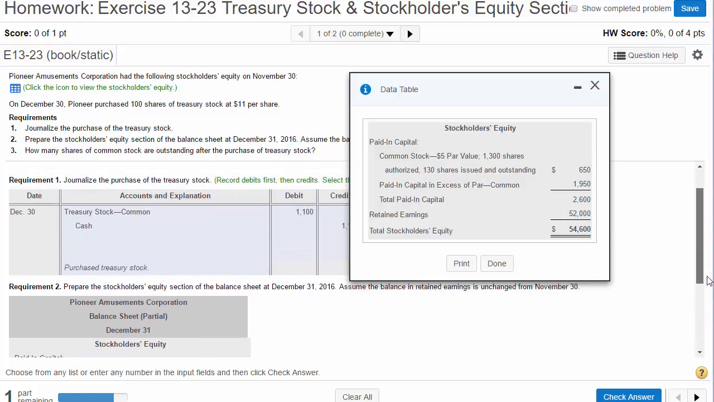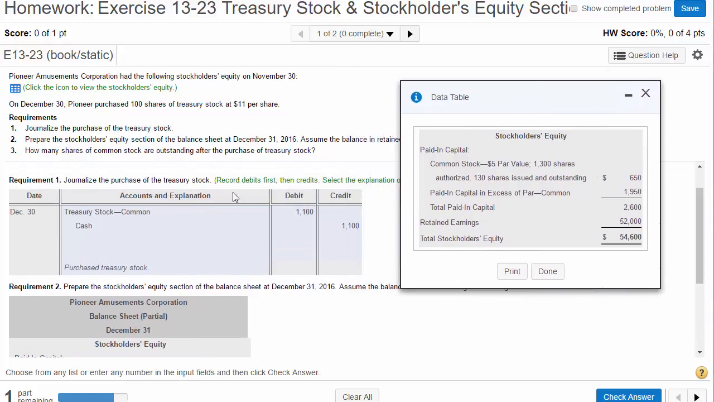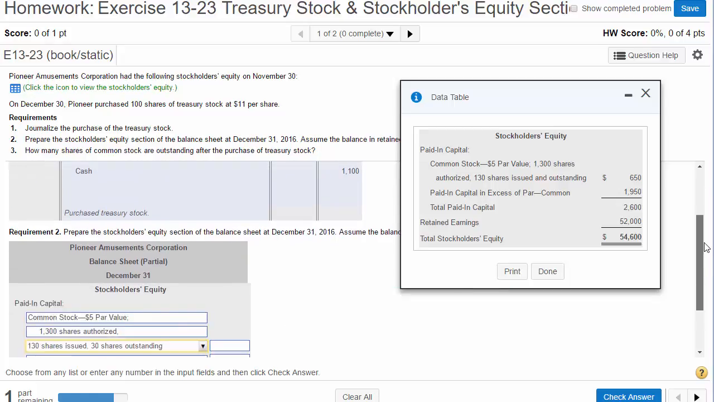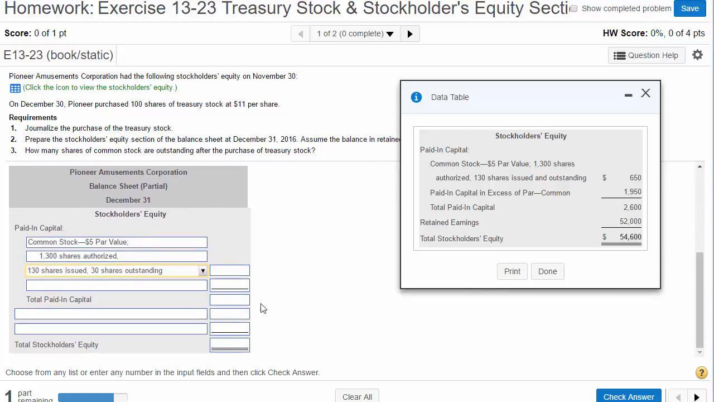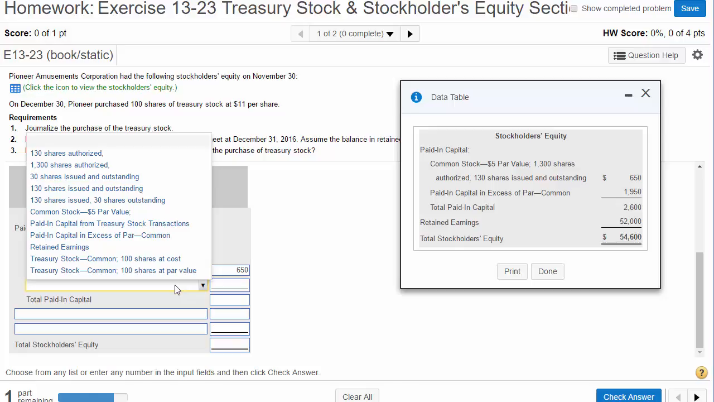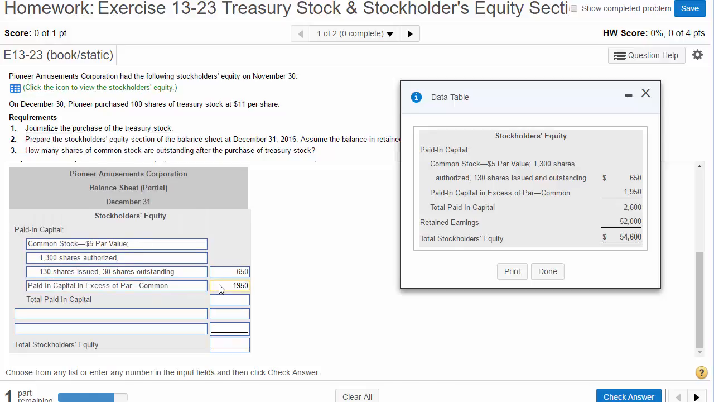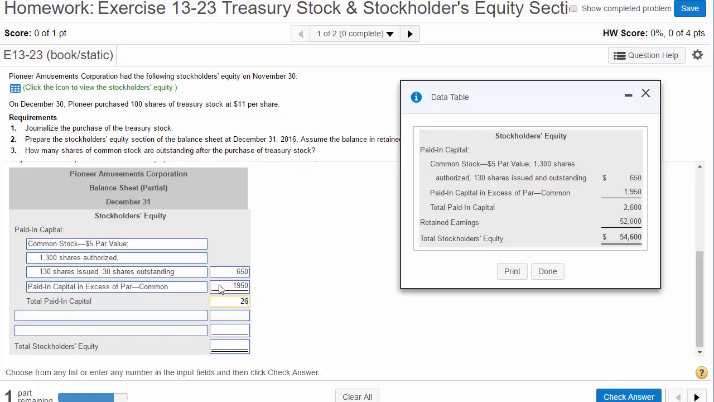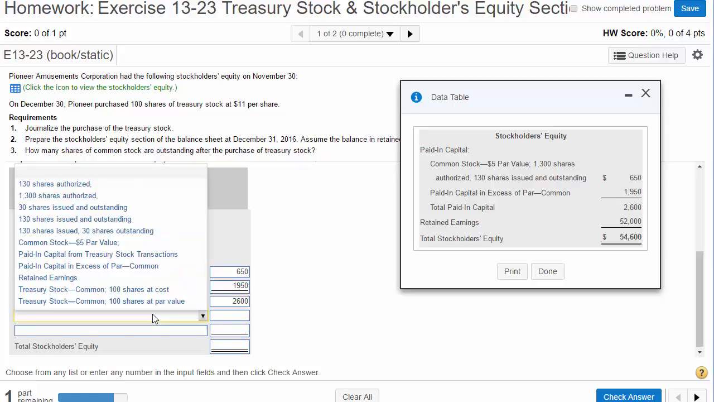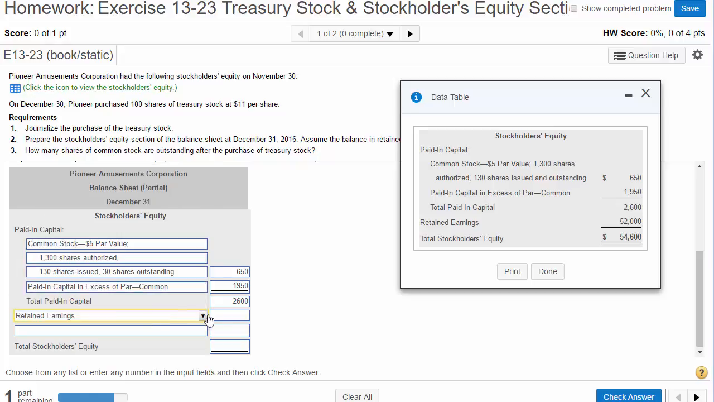Now notice back up here in the journal entry, the only accounts that we affected are cash and Treasury stock. So this $650 does not change. We do not issue more or less common stock. So we still have 650. Paid in capital in excess of par, still the same, 1,950. We still have the same subtotal, 2,600. We still have retained earnings. Treasury stock does not change retained earnings.